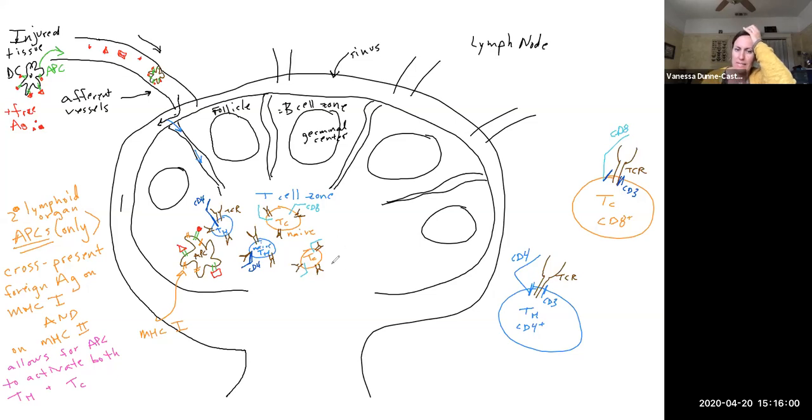So cytotoxic T cells, once they become activated, they leave. So the effector TCs, cytotoxic T cells, leave the lymph node and migrate to tissue. And they leave through the efferent vessel, right?